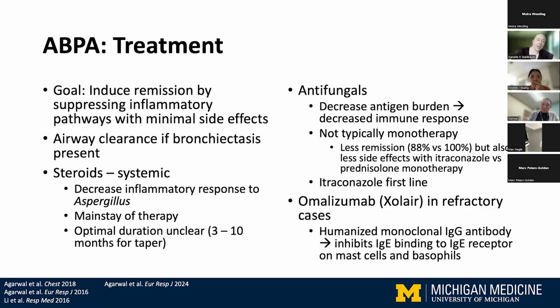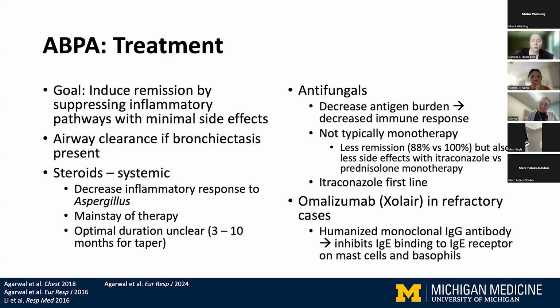How do we treat ABPA once we diagnose it? So the overall goal is to induce remission by suppressing inflammatory pathways with minimal side effects. The mainstay of treatment is systemic steroids. There have been some small studies that looked at using inhaled corticosteroids on their own, which didn't lead to much benefit. So steroids by pill to decrease inflammatory response to Aspergillus. Optimal duration is unclear. We'll get into dosing and duration with a randomized control trial that I'll talk about in a little bit, but patients are on decently high doses of steroids for several months.